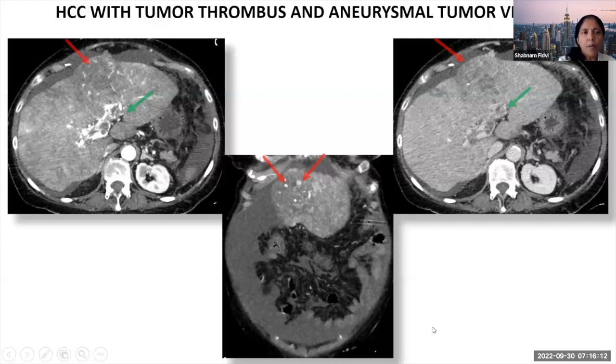This is an example of a patient with a tumor thrombus. This time, the patient has an exophytic HCC and aneurysmal tumor vessel architecture, which is a poor prognostic indicator for HCC, shown by the red arrows in the coronal and axial images. And you can see that the green arrows show expansile enhancing thrombus within the intrahepatic portal veins as well as ascites.